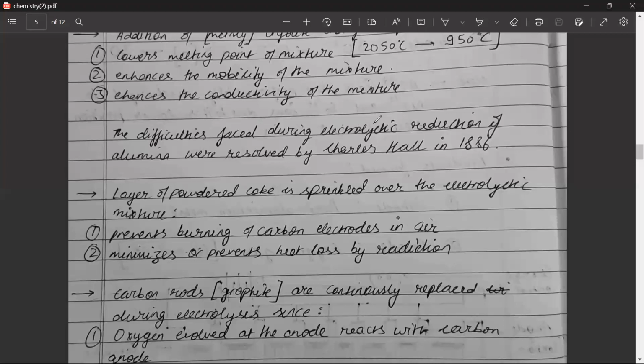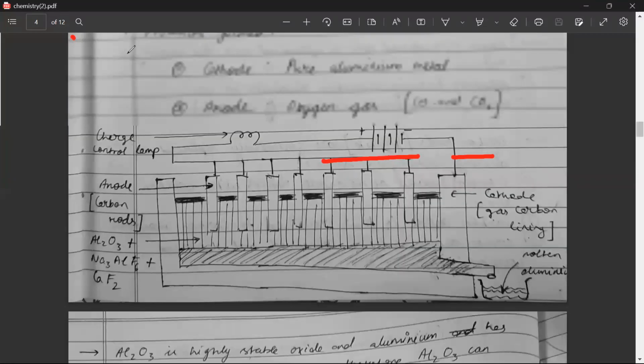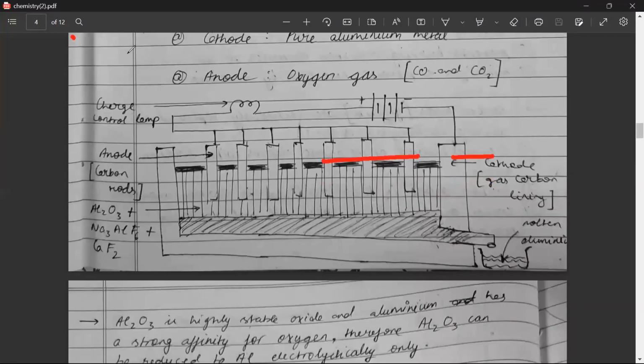The difficulties faced during electrolytic reduction of aluminium were resolved by Charles Hall, remember the scientist's name, in 1886. A layer of powdered coke is sprinkled over this electrolytic mixture. So if we scroll up a bit, this covering is sprinkled coke. These black coverings that you can see are sprinkled coke, and let's see why they are applied.